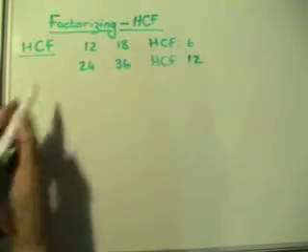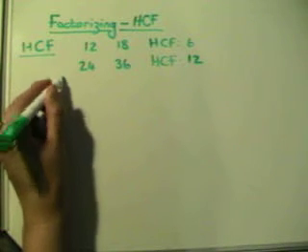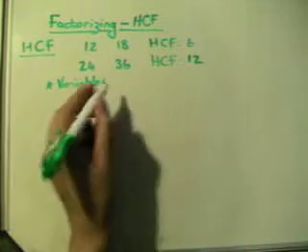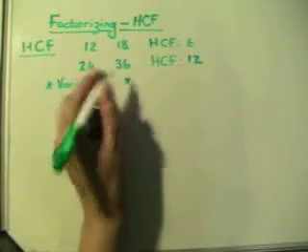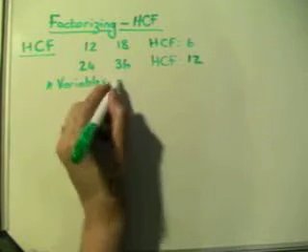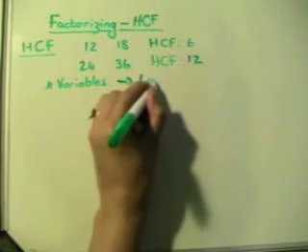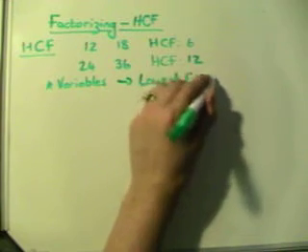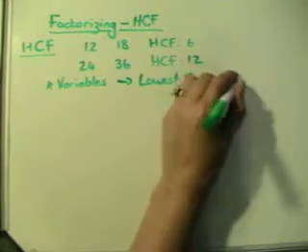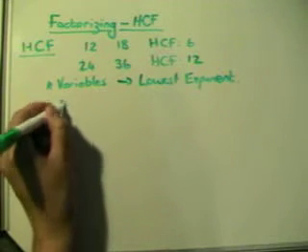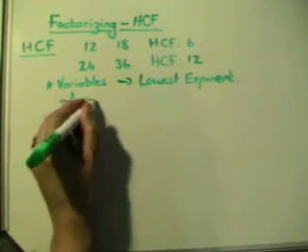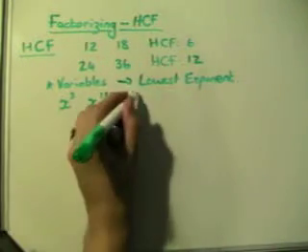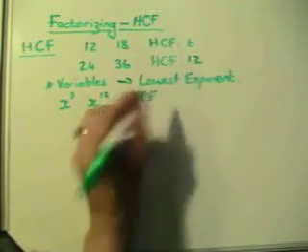When I work with variables, it's nice to know that the highest common factor is always the lowest exponent. What I mean by that is, say for instance I have x to the power of 3 and x to the power of 12. The highest common factor will be the lowest exponent.